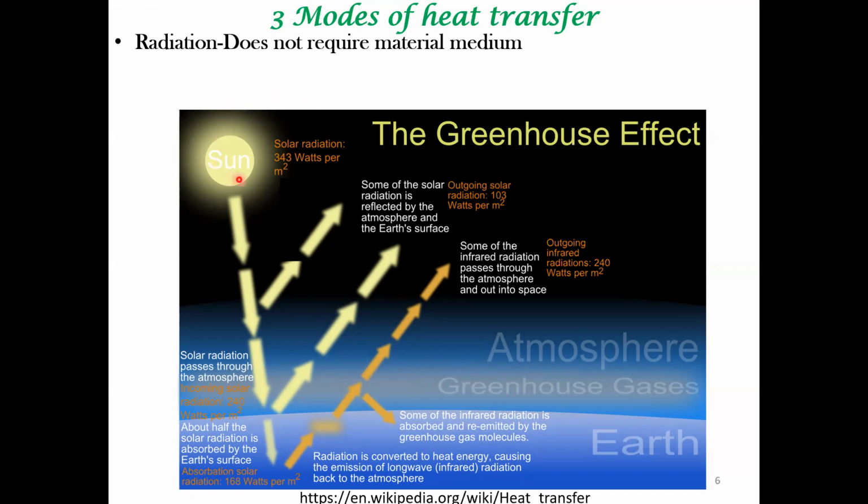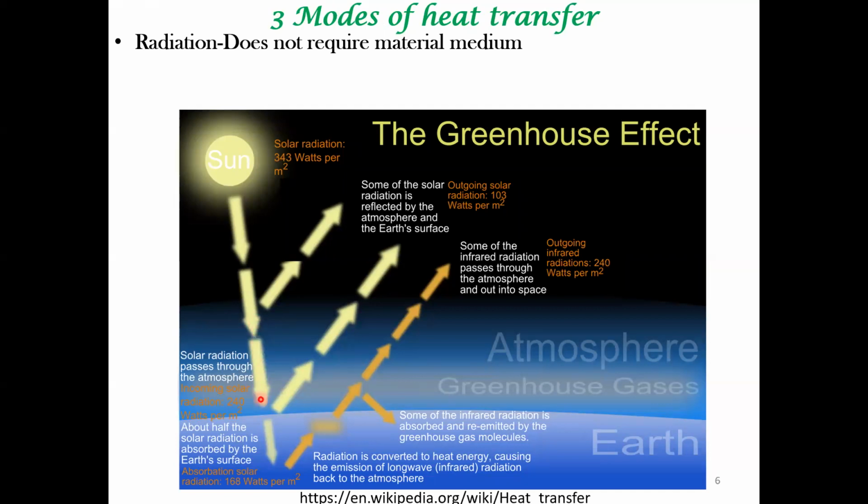For example, here there is the sun, which is at a very high temperature. It radiates energy, and that gets transferred through space. When you say empty space, empty in the sense that there's no material medium, but it can sustain electromagnetic fields, right? Photon fields and so on. So that radiation can get transferred, again because of difference in temperature.